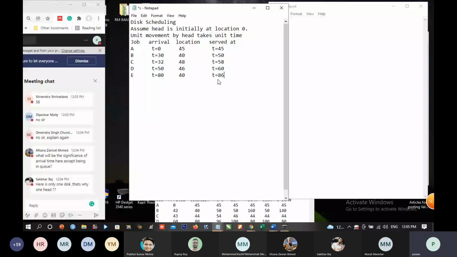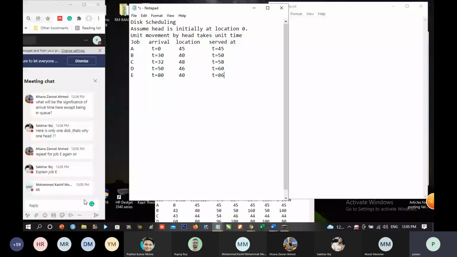You see, as such, there was no significance of the time 66. The job has not even arrived at time t equal to 66. The job was ready at time t equal to 80 only, and our head will remain stationary at 46. At t equal to 80, it will start moving. Is it correct? Yes.